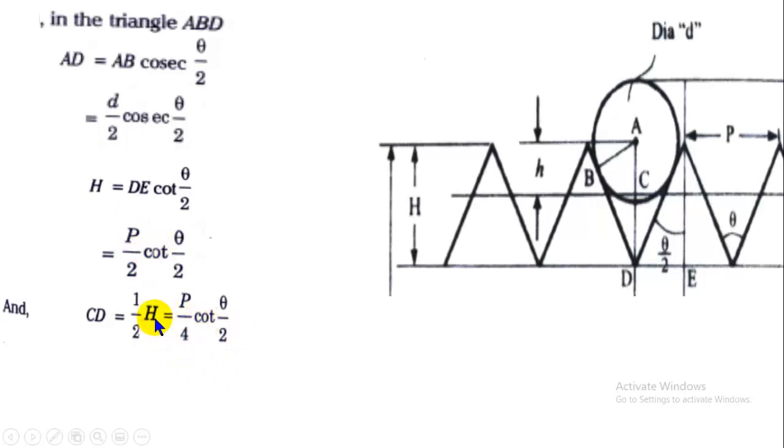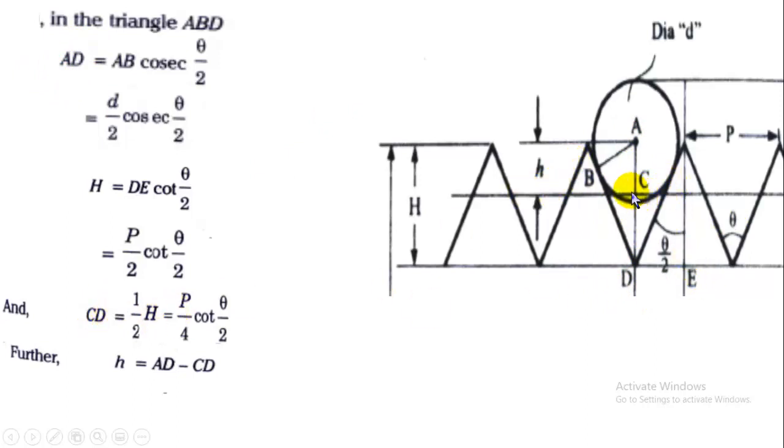So then, in the place of H we can write down this: P by 4 and cot theta by 2. And next, we know that this height H can be written in the form of AD minus CD, because we know the AD distance we calculated here, and the CD distance we wrote here.